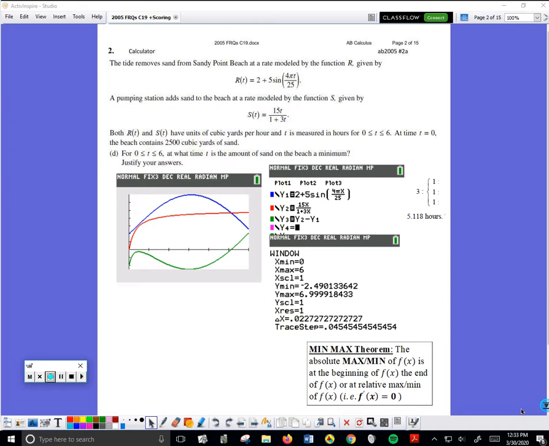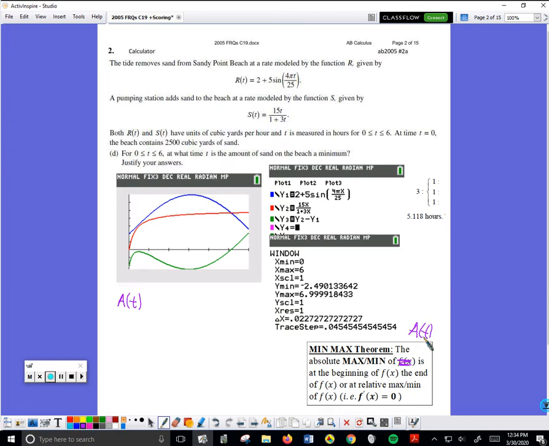Okay, same FRQ, new question. At what time is the amount of sand on the beach lowest? A minimum. So that's a min-max theorem problem. So I'm looking for when the amount of sand... from what I did on the previous part, I was using A of t to represent my amount of sand. So I want to know when A of t is lowest, so this is A for this problem.